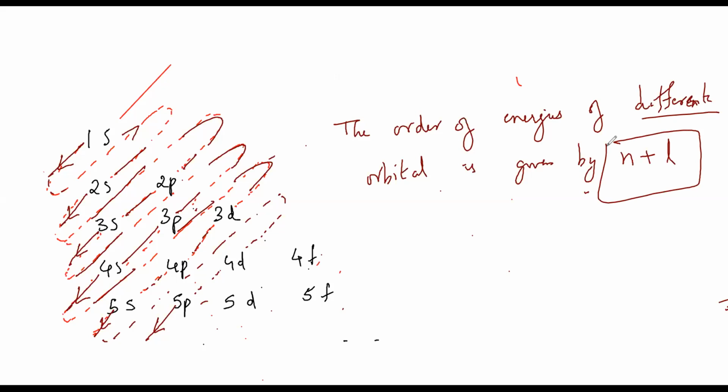So I hope everyone knows. For s orbital, what is my l? 0. For p orbital, l is equal to 1. For d, l is equal to 2. I hope everyone knows this. Is it clear to everyone? Please copy down this, including this diagram. Once done, let me know.